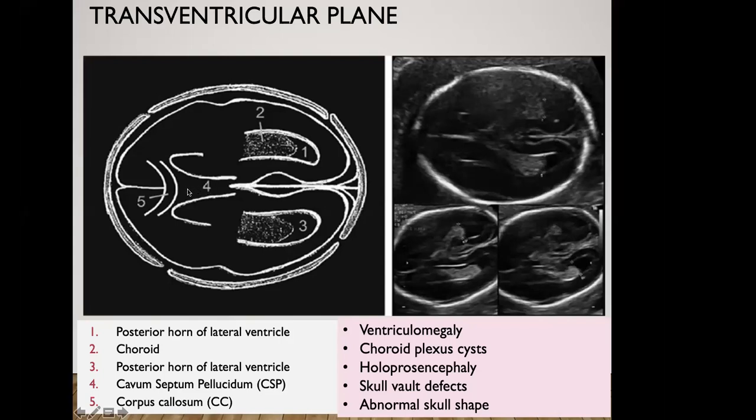Okay, this is the cavum septum pellucidum, and these are the choroid plexus, and these are the atria. So in this particular view, you can pick up a lot of things. You can find out about ventriculomegaly, choroid plexus cyst, holoprosencephaly, skull wall defects, and abnormal skull shapes. All these are picked up in this transventricular plane.